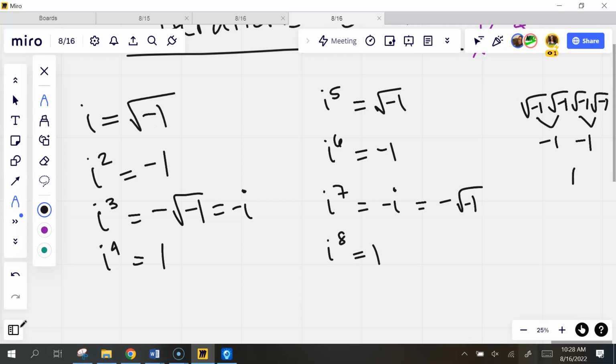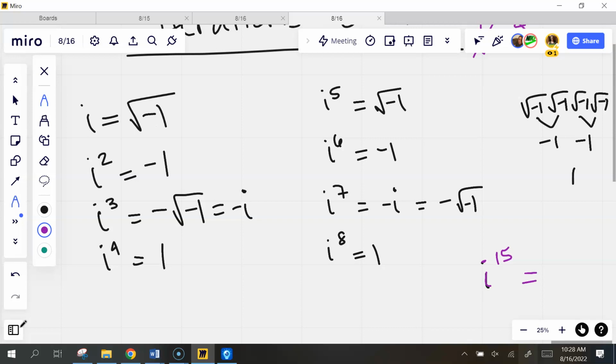So even if you didn't understand where we were getting these, there's four you need to remember, because past four, they just start repeating, right? It just starts repeating. So what if I asked you, without counting, what is I to the 15th? Negative I.